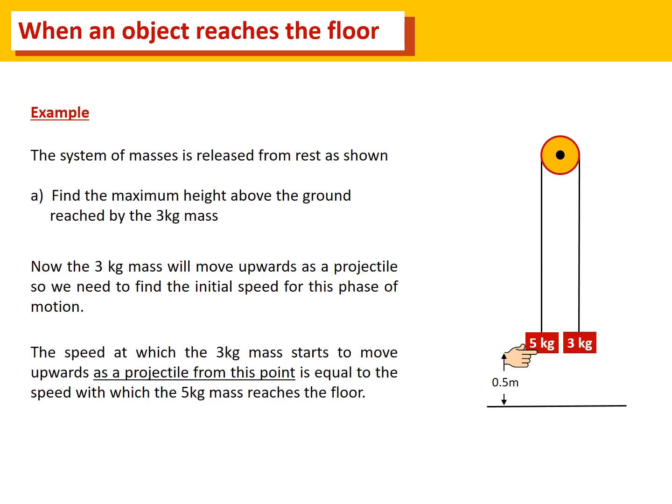Here's our example then. We're going to try and find the maximum height that the 3 kilogram mass reaches above the ground. Remember that when the 5 kilogram mass reaches the horizontal surface, the 3 kilogram mass will have a velocity, and we need to find that velocity to work out the distance it continues to move upwards as a projectile. Now the velocity the 3 kilogram mass acquires when the 5 kilogram mass reaches the horizontal surface is exactly the same speed with which the 5 kilogram mass reaches that horizontal surface. So that's how we're going to proceed. We want the speed with which the 5 kilogram mass reaches the horizontal surface.